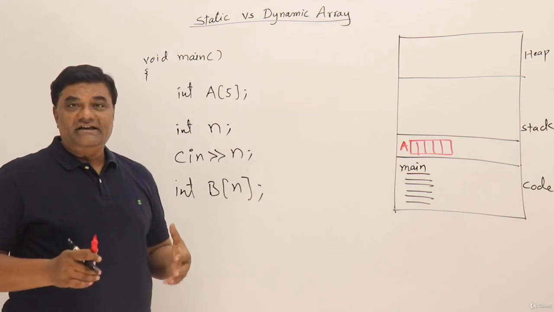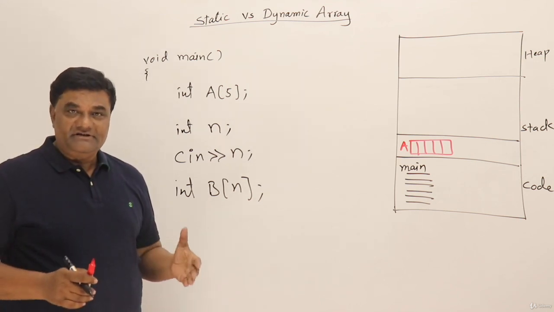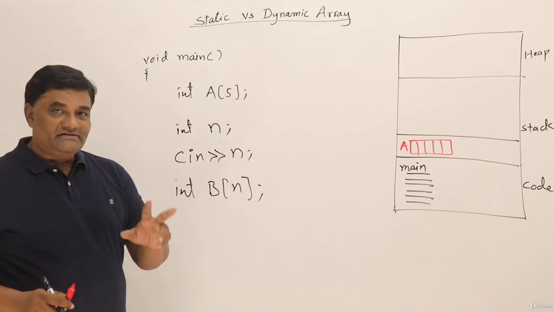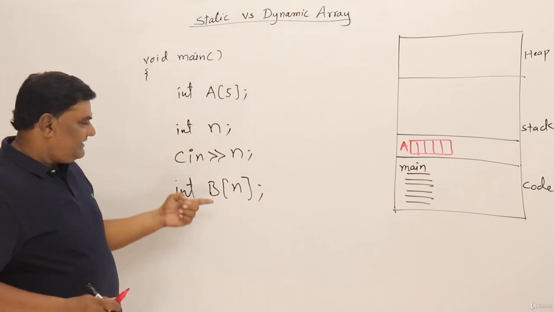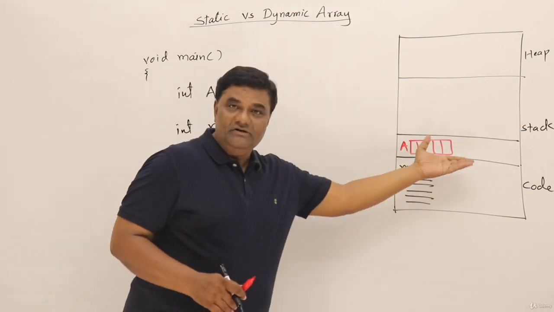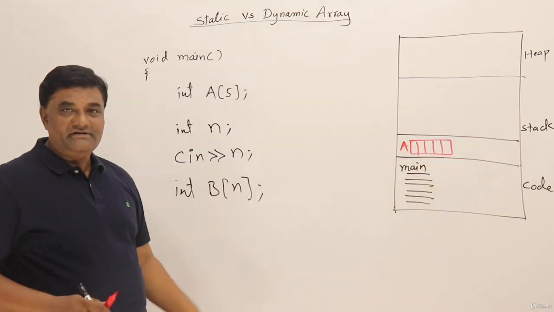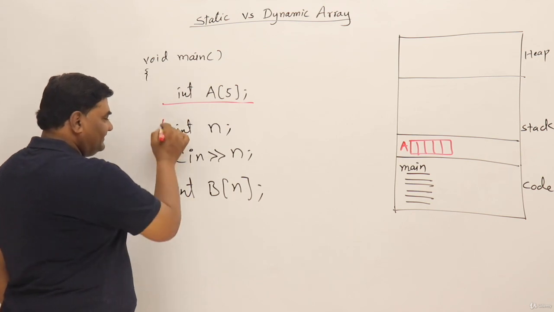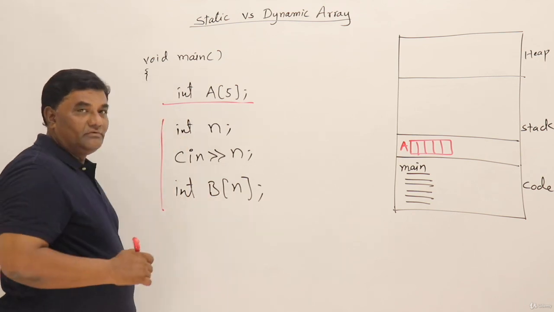So size of an array can be decided at runtime in C++, but in C language it has to be mentioned at compile time only. This is the difference. And both these arrays are created inside the stack only. So there is no space to show you B also. So assume that B is also created inside the stack. So this part is in C language, and in C++ this is also allowed.